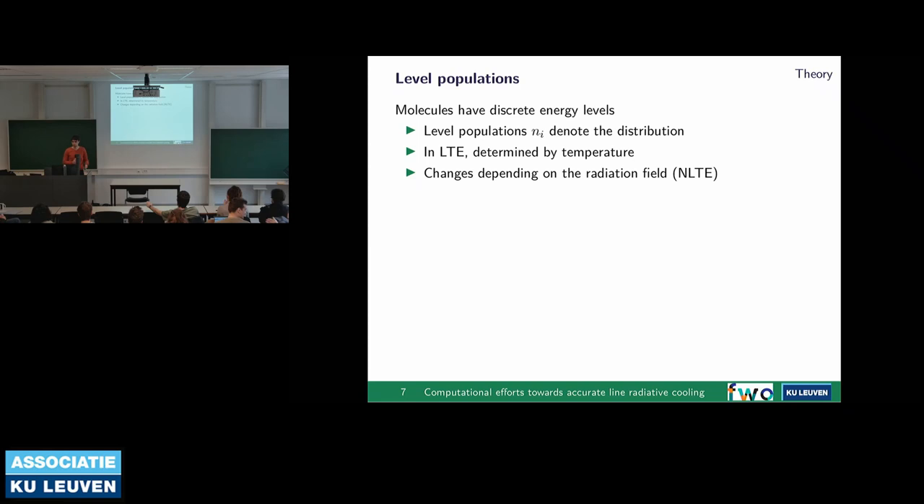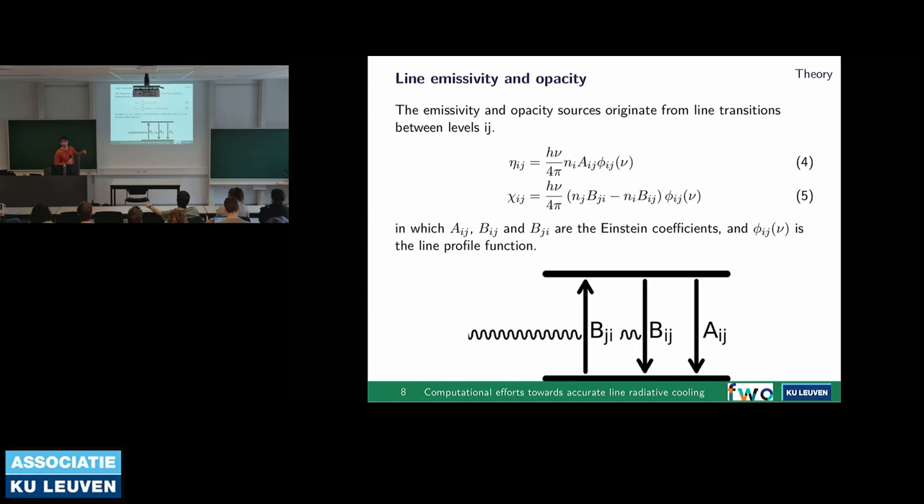So now we have the theory required to explain what line emissivity and line opacity are. The emissivity given by some line source is given by this formula above. We have some energy distributed over the solid angle, times the rate at which the excitations happen, and spread over the line profile function, which I'll explain in two slides. For the line opacity, we have something similar: energy over the entire angle, times the rate of absorption minus the rate of stimulated emission, times this line profile function again.